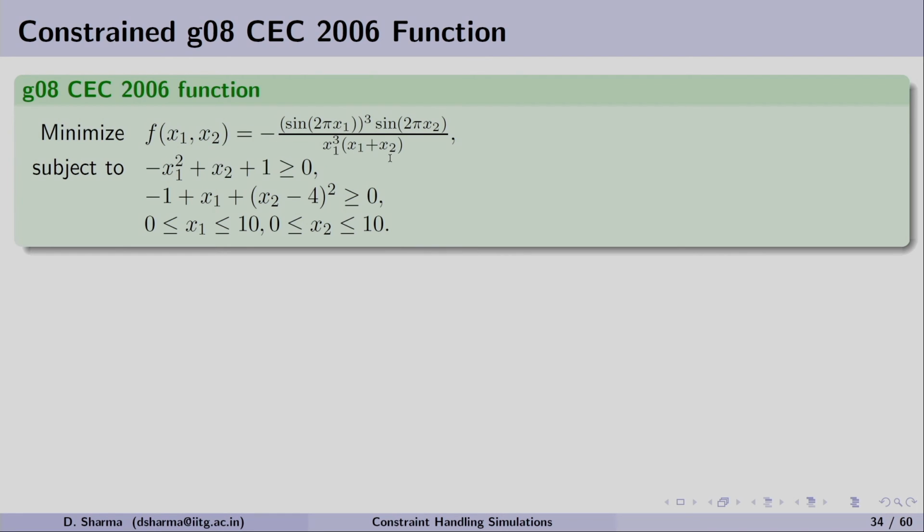The next problem which we have taken is G08, that is again from the CEC 2006 competition. If we look here, we want to minimize a two-variable function. This function is written in terms of sine and there is a cube in the denominator. This particular problem is subjected to two constraints as given here. Both the variables lie in the range of 0 to 10.